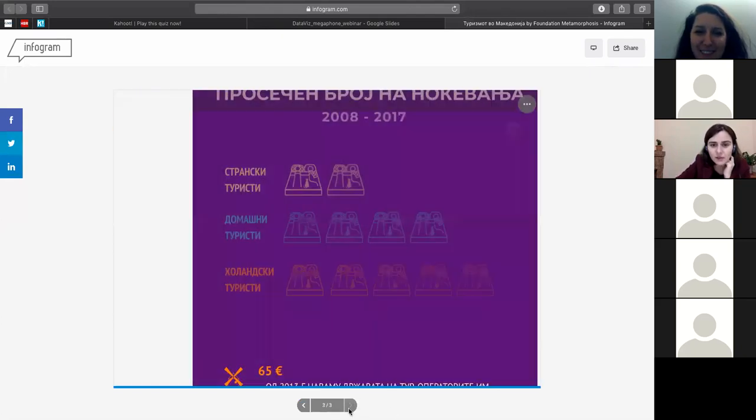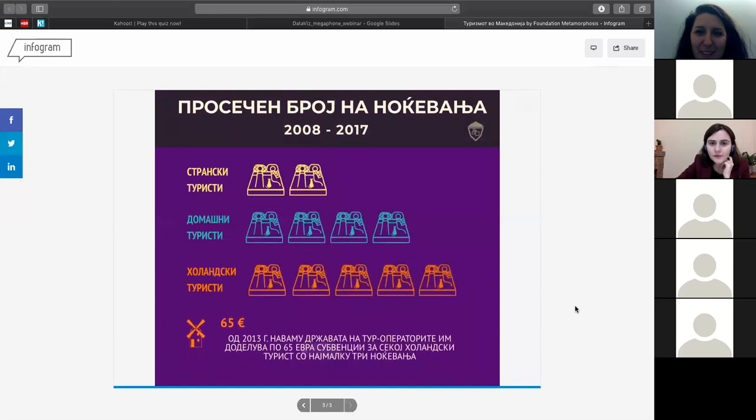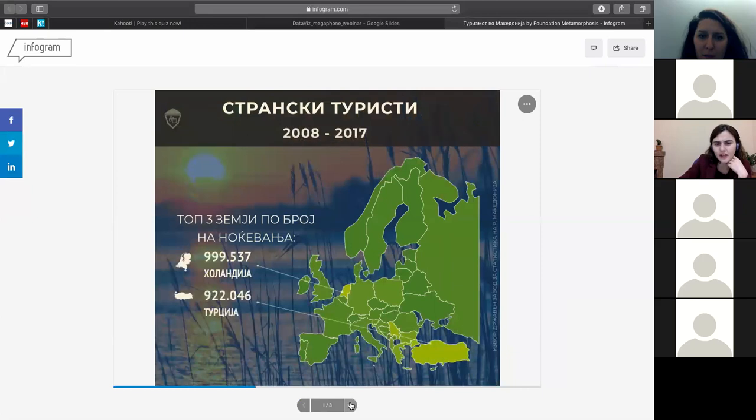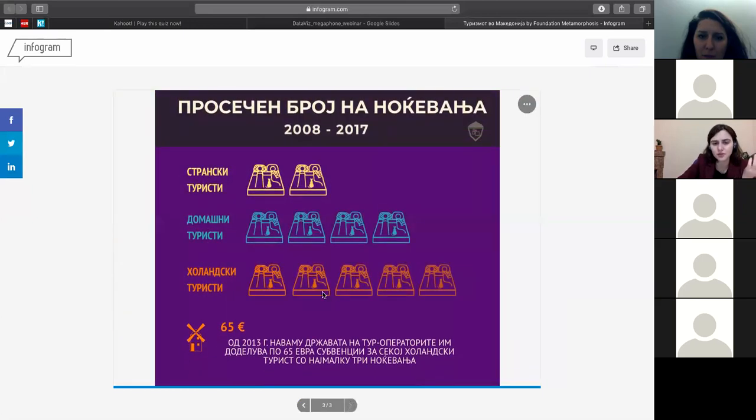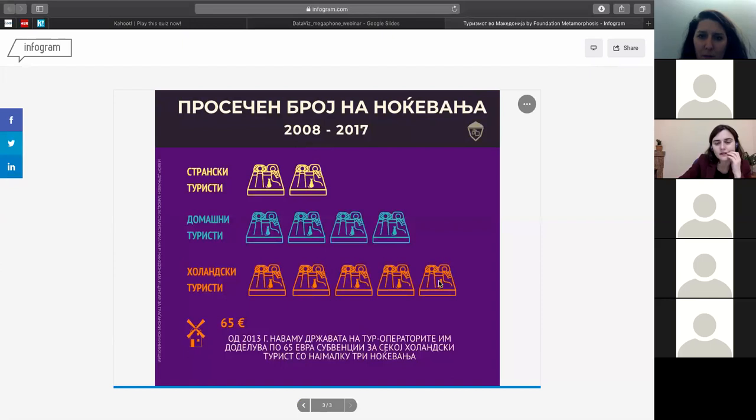And let me see the last one. So this would be number of overnight stays, not people. Mm-hmm. So it's tourists from abroad, local tourists, and from the Netherlands. The question I have, why have you included only Dutch tourists and not the other top 3 countries like Serbia and Turkey? But well, maybe you just wanted to show the comparison between the top country and the rest.